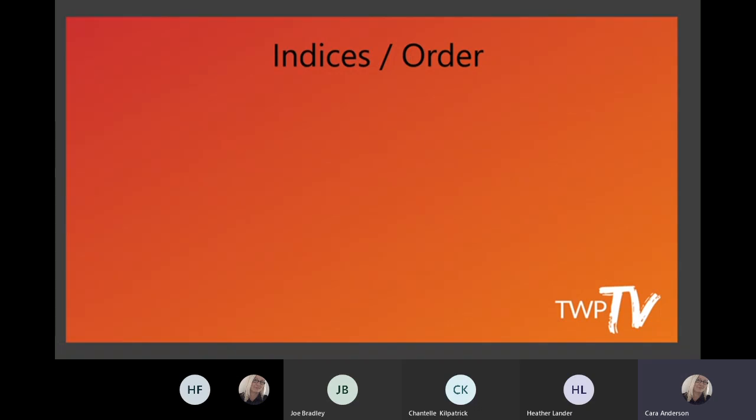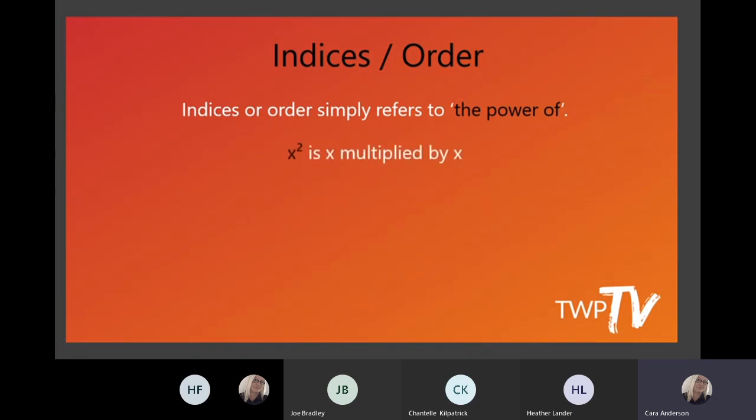So, moving on. One part of formulas I didn't cover earlier was indices or the order. So depending on whether you're using BIDMAS or BODMAS, indices and order basically mean the same thing. It refers to the power of. So that number is the power of. For example, in this instance, I've used x, and x has a 2 above it. So it means x multiplied by x. So it's x to the power of 2, doing it twice.